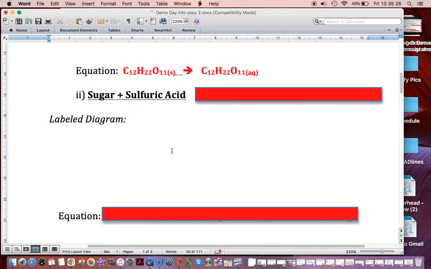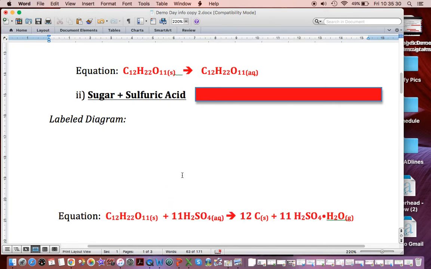The next one was in the fume hood, and that's where we had the sugar and the sulfuric acid. So the sugar is going to be the same. It has our most exotic chemical equation. You may have to pause it to get everything copied. So here's the formula of sugar, same as before, C12H22O11, solid, plus 11 H2SO4s, that's aqueous, becomes 12 C's plus 11 H2SO4 dot H2O gas. Nasty, nasty stuff. That's why we did it in the fume hood.